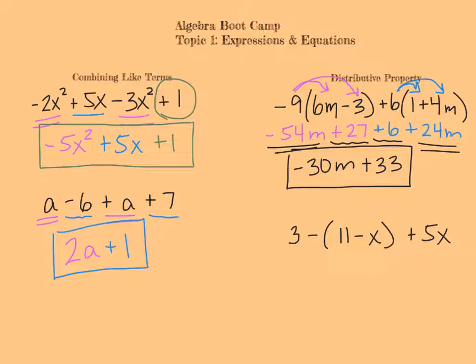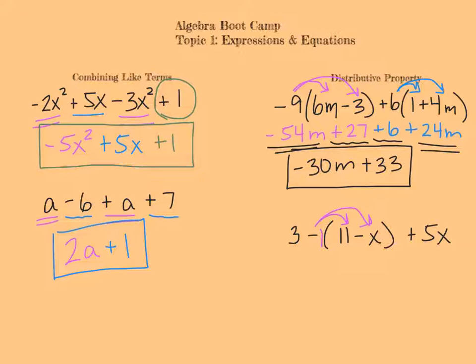Our next one, we're not distributing the 3, be careful. We're really distributing a negative sign, which is a negative 1, in front of this binomial in here, this polynomial with two terms. So we're distributing a negative 1 through. If you want to write that in, go ahead.